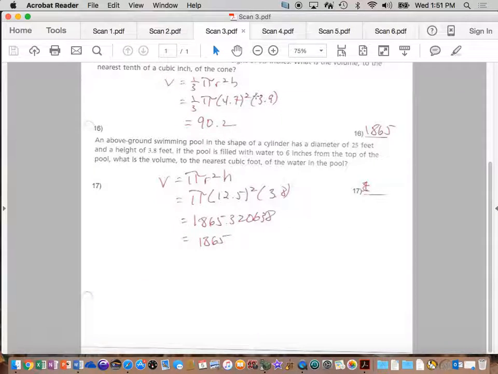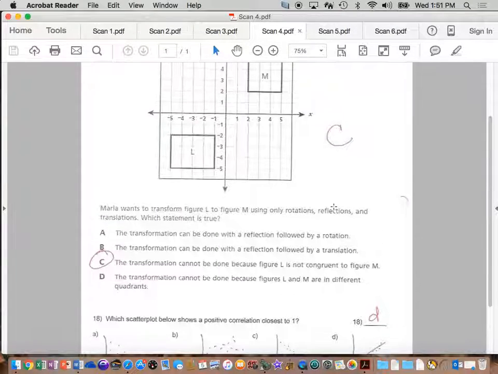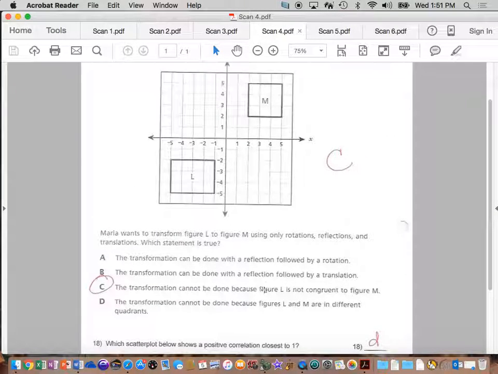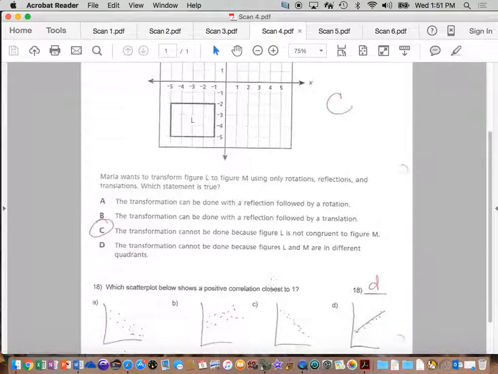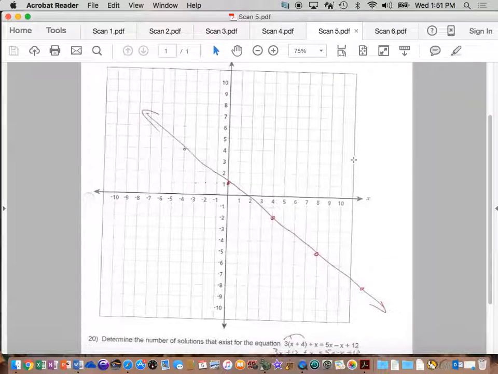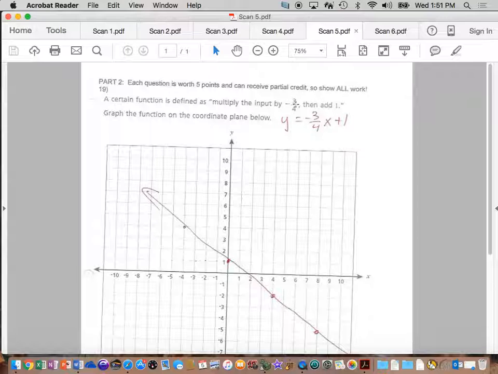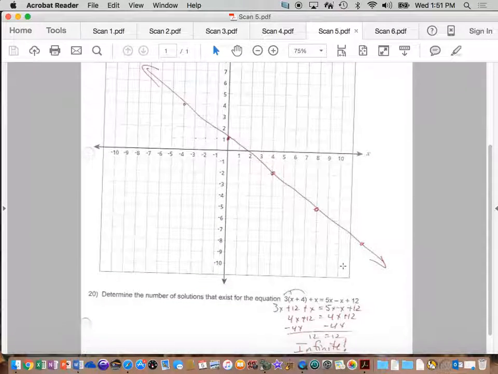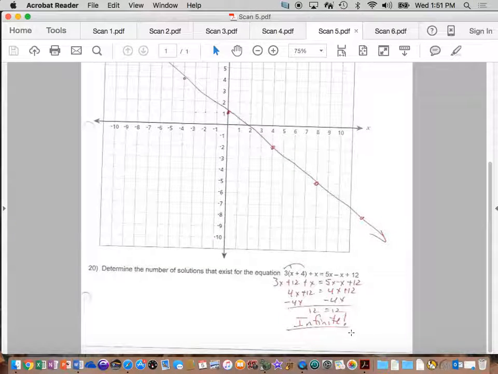Nope. All right, real quick, hold it. Let's just show you the answers to these two very quickly. This is C because the size changes. It needed to have a dilation, so they're not congruent, so it can't be that. Most kids are getting number 18 right with D. And then here's my graph. Listen, you multiply the input by negative 3/4. That's negative 3/4 x plus 1. And then here's the equation. I get 12 equals 12, which means everything is an answer. So there's an infinite number of answers. Any questions? No. All right, this will be available online a little later today.